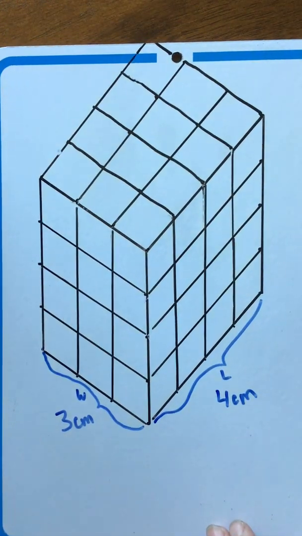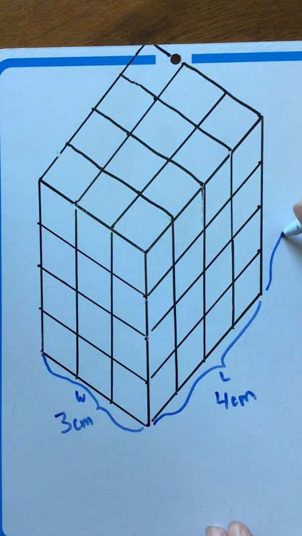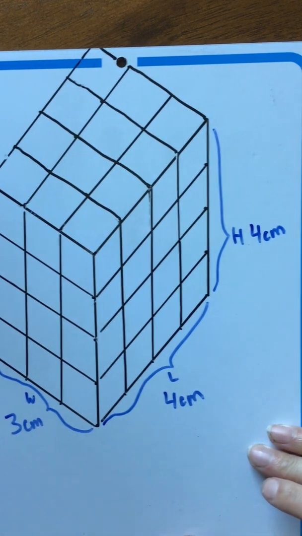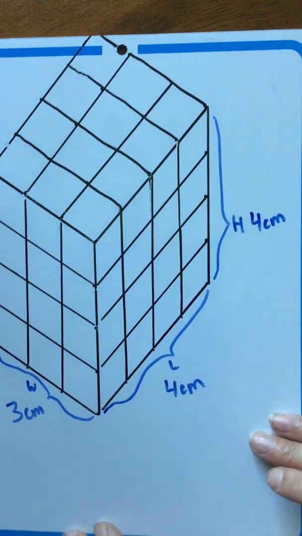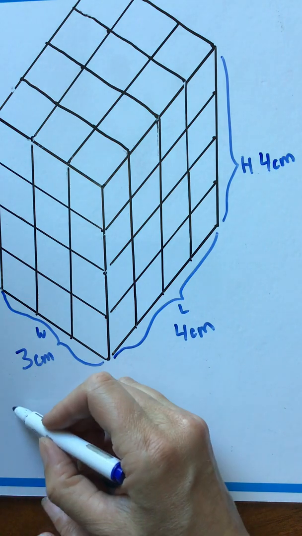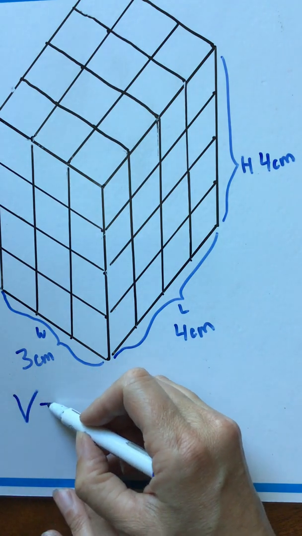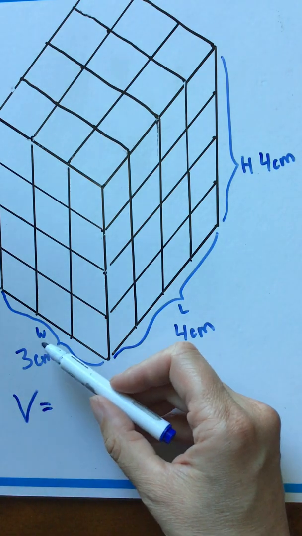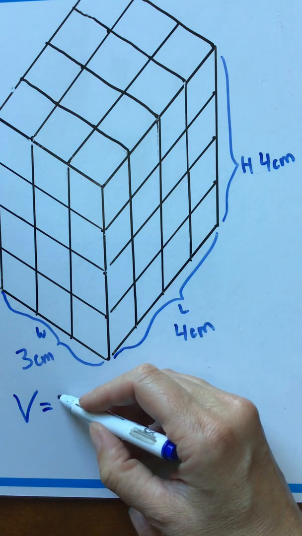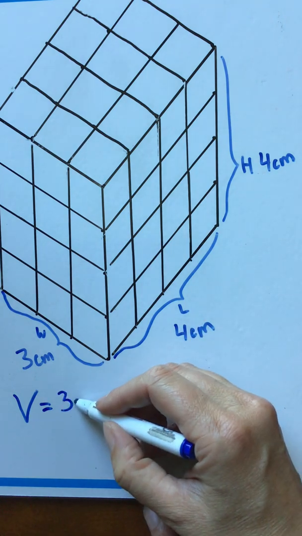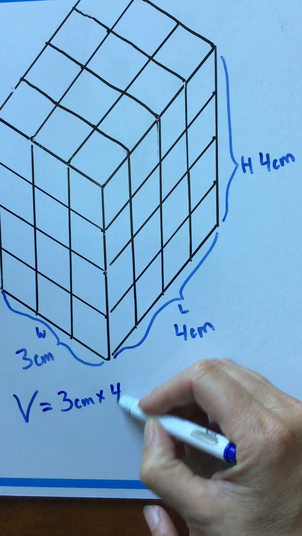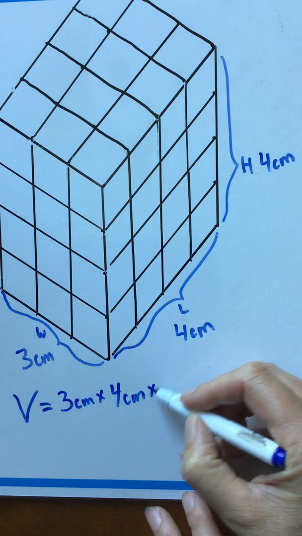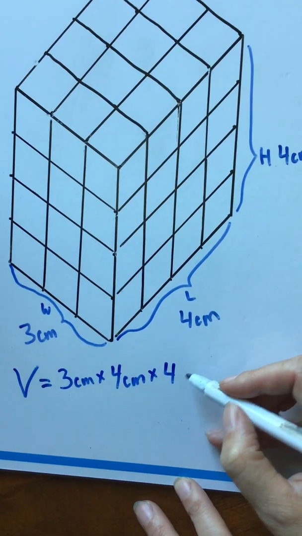So then we have to look for the height. So that would be this part. How tall is that cube? And it's also going to be 4 centimeters. Oh, sorry, you can't see that. There it is, 4 centimeters. Okay, so my volume is going to be the width times the length times the height. So I'm going to do 3 times 4 times 4.